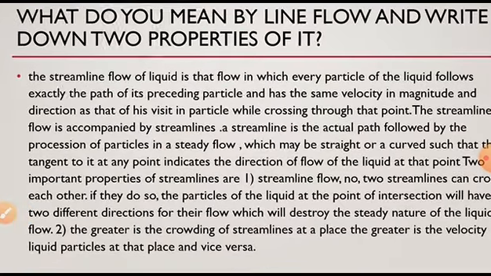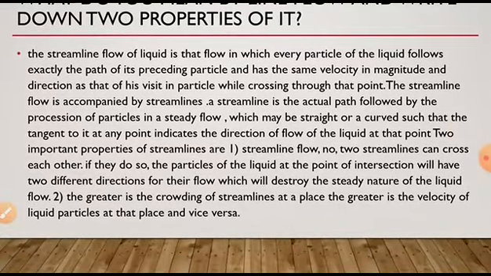what do you mean by streamline flow? The streamline flow of a liquid is that flow in which every particle of the liquid follows exactly the path of its preceding particle. The streamline flow is accompanied by a streamline. A streamline is the actual path followed by the particle in a steady flow. So here the liquid is flowing in a steady flow, and V represents the velocity of the fluid at that point, in the direction of the flow of the liquid.